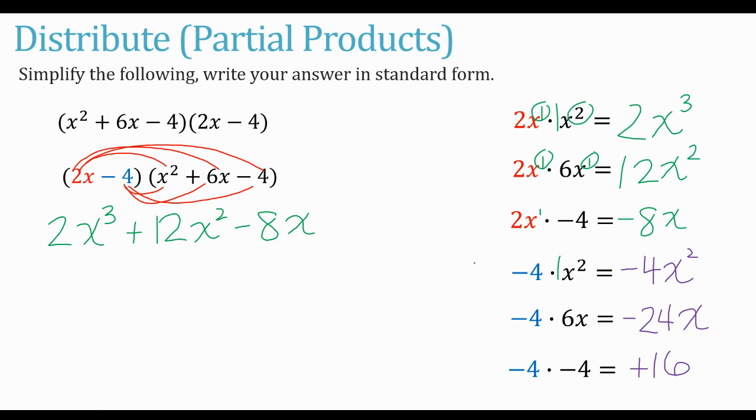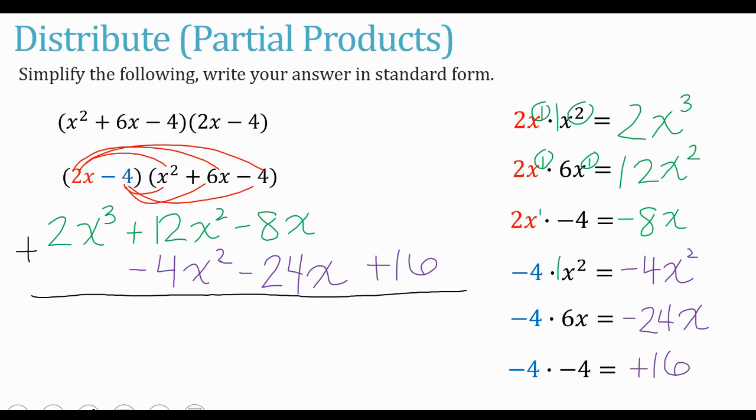So I'm going to put my -4x squared underneath the 12x squared because they're like terms. And then I'm going to put this -24x under this -8x because they're like terms. Now that +16, that doesn't have any like terms. So I'm going to just add it at the end. And I'm going to just bring it down when we add it all together. So now here we're going to add our polynomials together. 2x to the third doesn't have a like term, so I'm going to just bring it down.